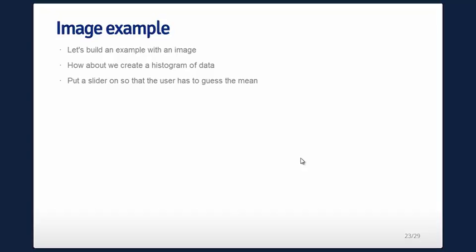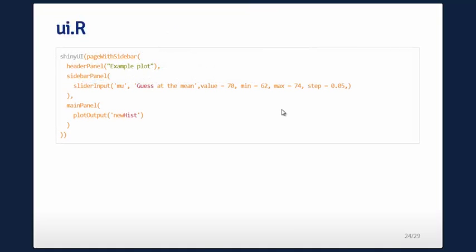Okay, so let me go through showing an image, how to embed an image, and then let's put a slider on it. So we're going to create a histogram and put a slider on it so that the user has to guess the means.